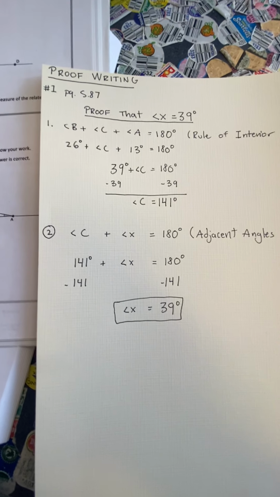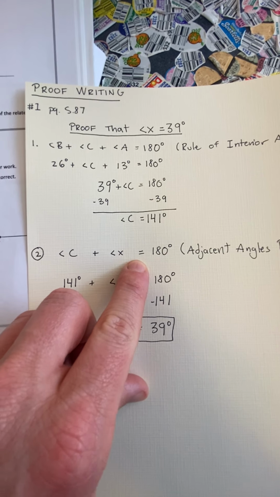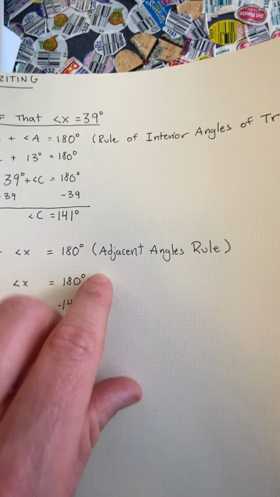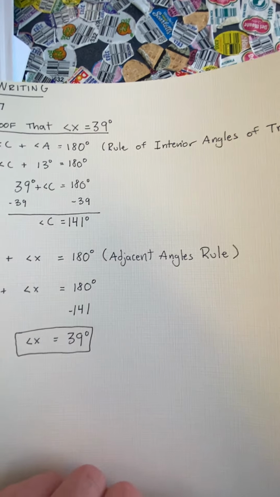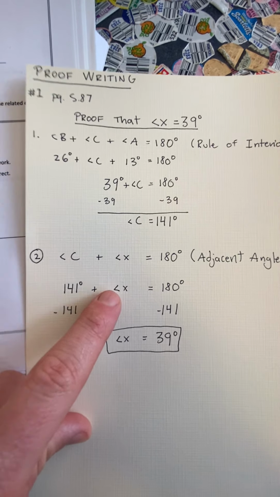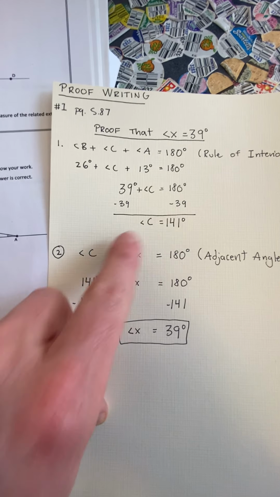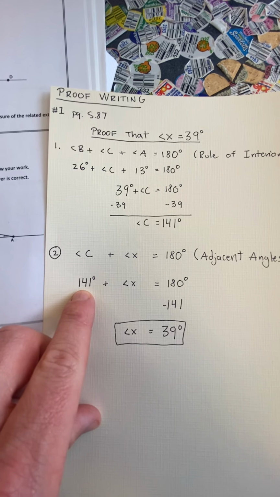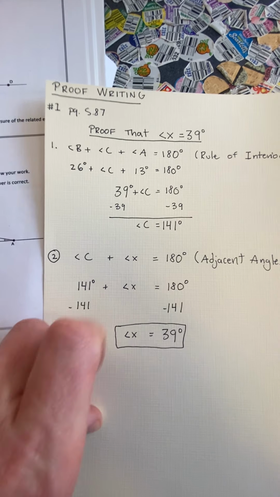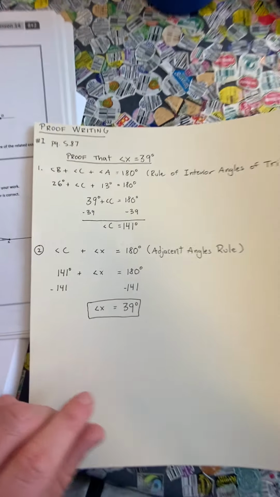Second step, we know that angle C and angle X add up to 180 degrees. How do we know that? Because of the adjacent angles rule. And then show how you can figure out what angle X is. We already said from step 1 that angle C was 141. So 141 plus whatever X is adds up to 180, make our 0 pair, and we get our answer.